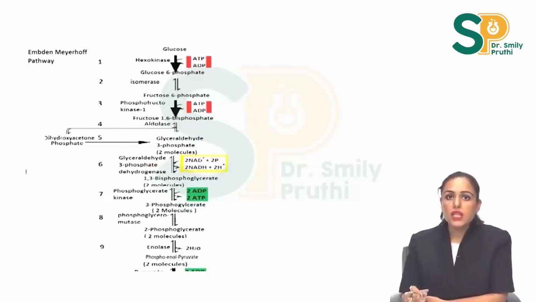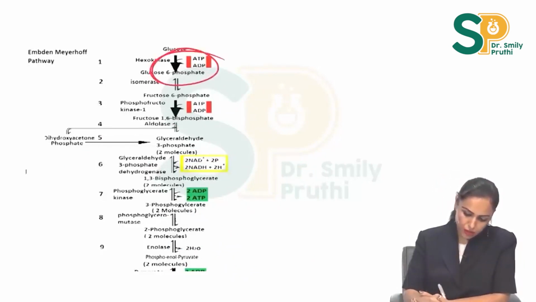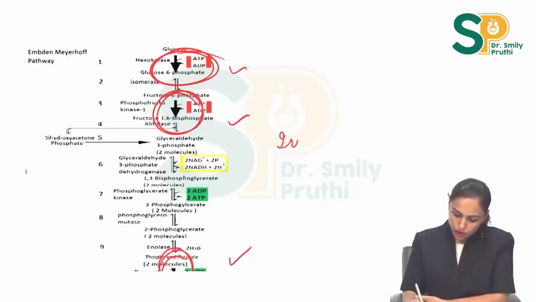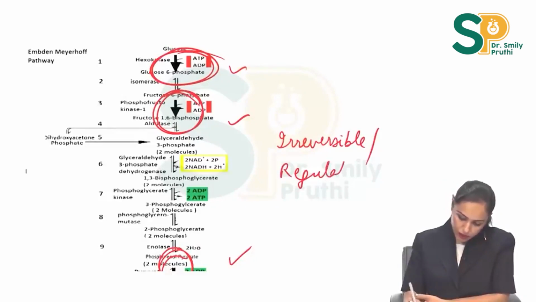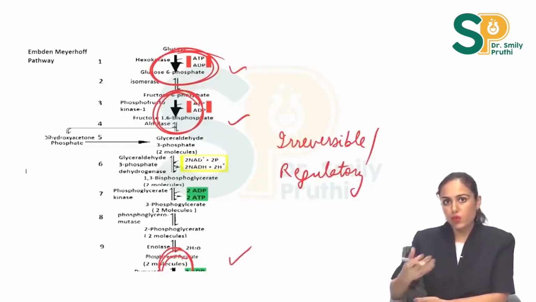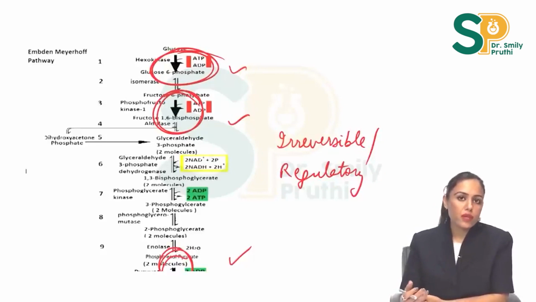Now there are 3 irreversible steps in glycolysis. You can see here, broad black arrows I have made. These broad black irreversible arrows. So these 3 steps are irreversible or regulatory steps of glycolysis, that is hexokinase, PFK1 and pyruvate kinase. So you can note here that all these 3 are kinases, right? Hexokinase, pyruvate kinase, phosphofructokinase. So these 3 regulatory steps are kinases.